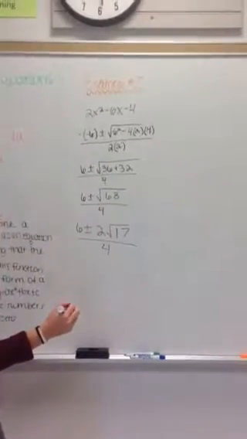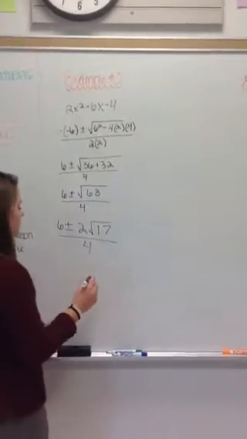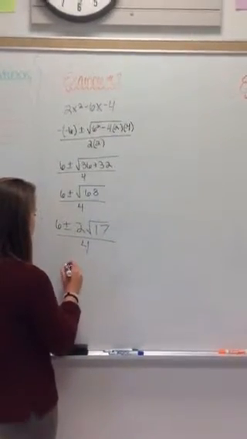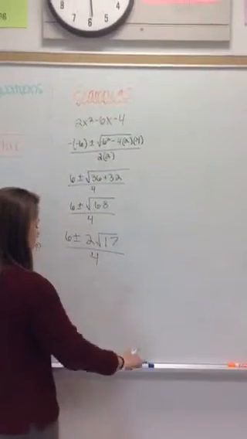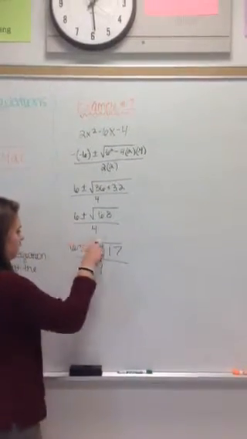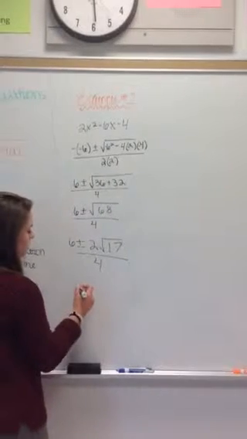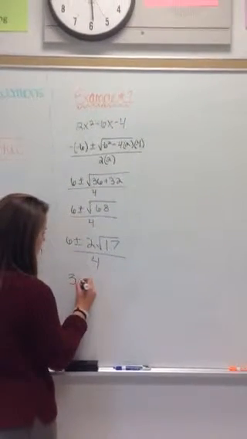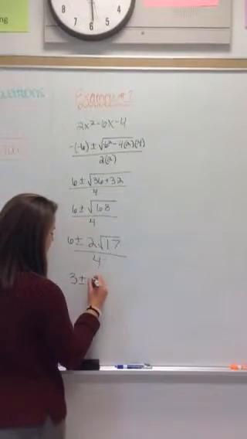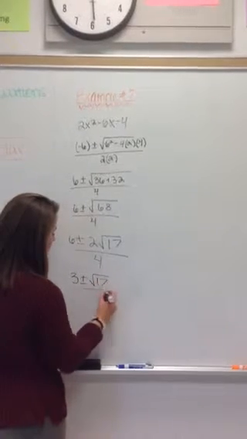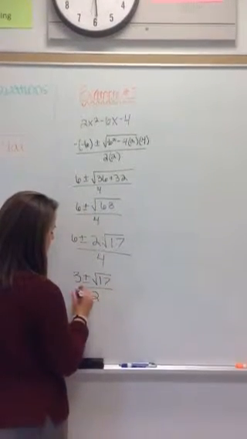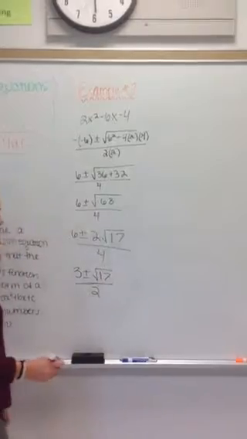And now, to finally simplify this, we take the 2 out of the whole equation. So, we would end up getting 3 plus or minus the square root of 17, over 2. And that is our final answer.